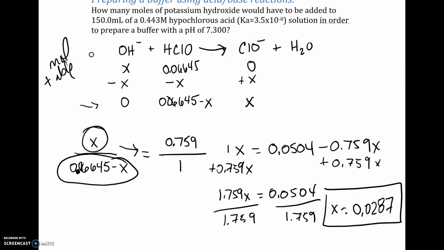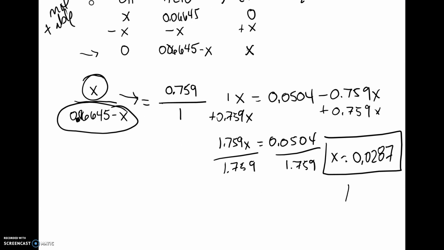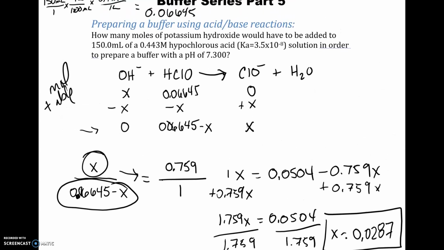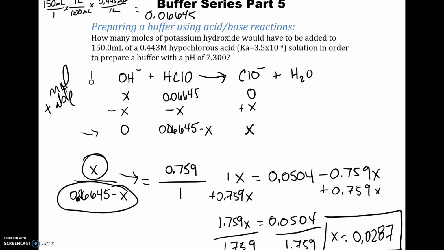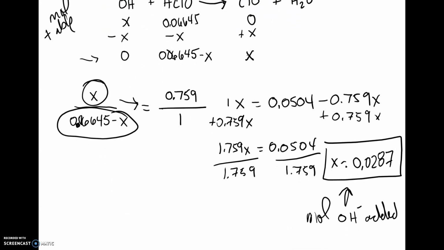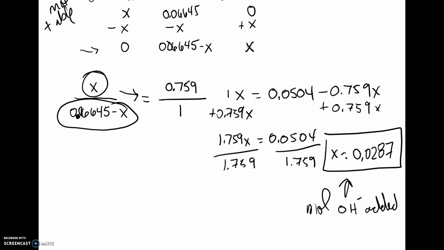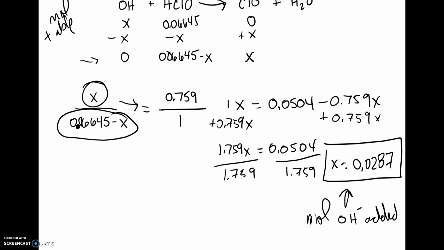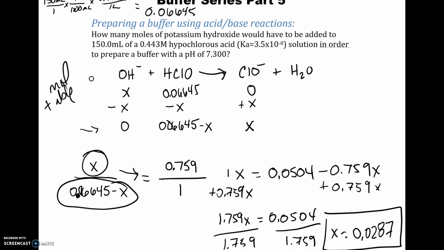We are in a mole table, so this is moles of hydroxide that we added. It's also the moles of weak base that is produced. So what was the question even asking for? I think it's worth going back. We want to know how many moles of potassium hydroxide. We've got our answer right there: 0.0287 moles is the amount of potassium hydroxide that would have to be added to produce that buffer.